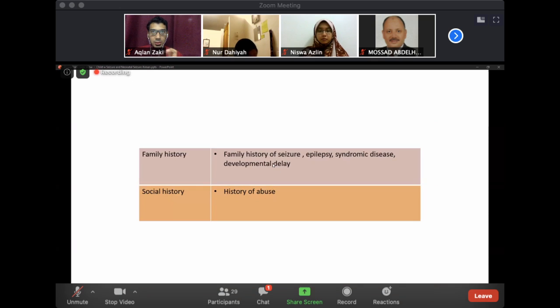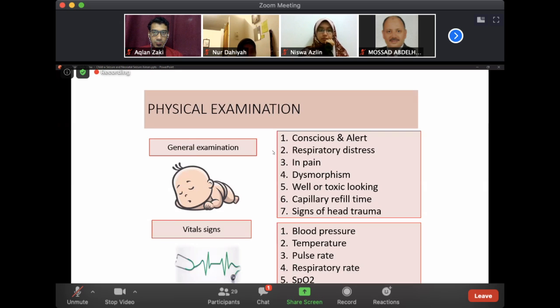Then family history of seizure. Ask if seizure has ever occurred in any of the family members, and if they have a history of seizure, ask what the diagnosis was if they know about it. When was it diagnosed? How was it diagnosed? And what was the management? And what is the prognosis of the family members that were diagnosed with seizure? Then social history, if there is any social history of abuse. So, that was all for the history.